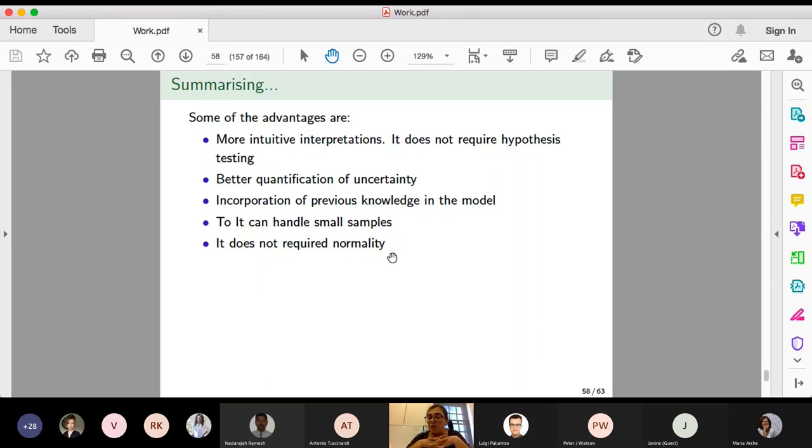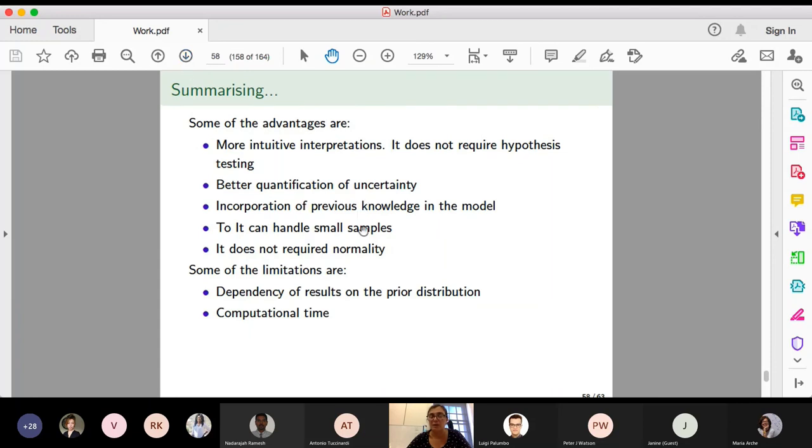It has a better quantification of uncertainty, in particular when the models start to be complex and you have, for example, different levels, etc. In the frequentist approach, you may require a two-step inference in different stages. You first estimate some parameters, then you plug these into your next equation and estimate again, and you are underestimating the uncertainty if that is the case. In the Bayesian framework, it will all be taken into account. In the Bayesian framework, you can incorporate previous knowledge, which I think is more in accordance with how science progresses, and it can handle small samples and doesn't require the assumption of normality.